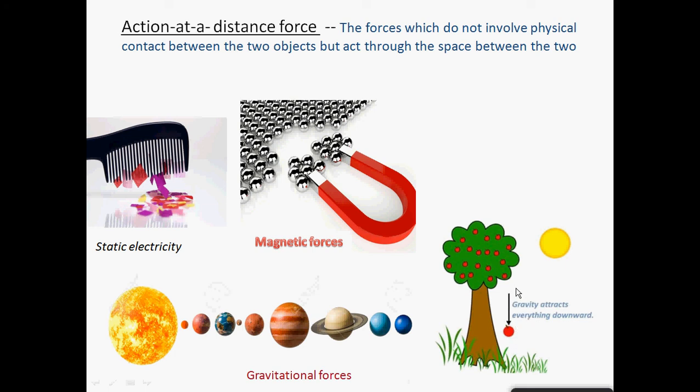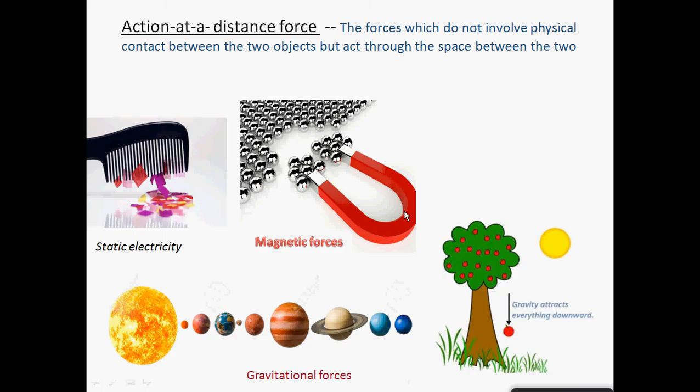when the earth attracts any object towards itself, it is known as gravity. So this apple is falling from the tree downwards. So this is an example of gravity which attracts everything downwards. That means because of the attractive force of the earth, the apple is falling downwards. So this is an example of an action at a distance force.